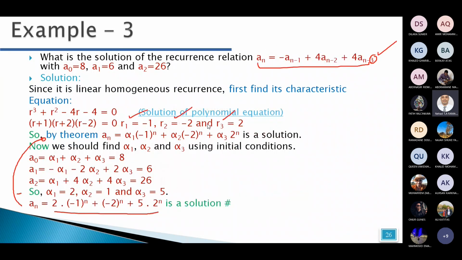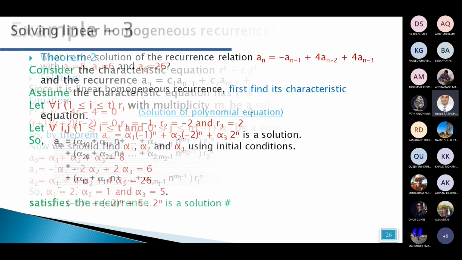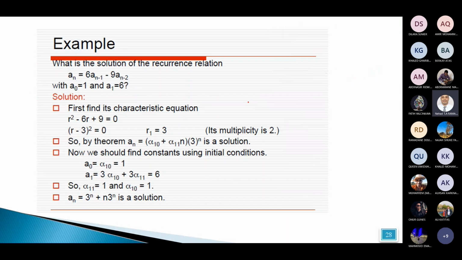The problem is when the number of terms in the characteristic equation solution is less than the degree of the polynomial. In this case, we cannot apply theorem 2. And this happens actually if we have equations like perfect square equations and so on, because we will have something called multiplicity in the characteristic equation. What's the multiplicity? I will give you examples here.